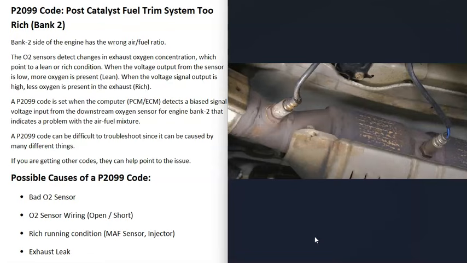into the cylinders. And for some reason, these sensors are reporting the issue on bank 2 side of the engine that the air-fuel ratio mixture is wrong and that it's running rich, which basically means more gas than oxygen is going into that side of the engine. And so it's going to be troubleshooting on why.